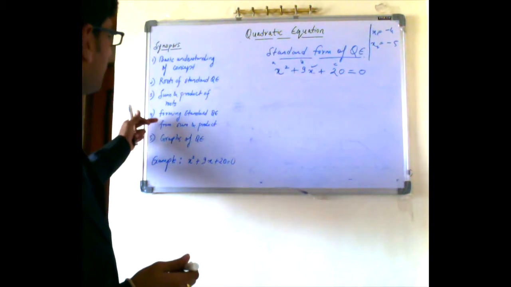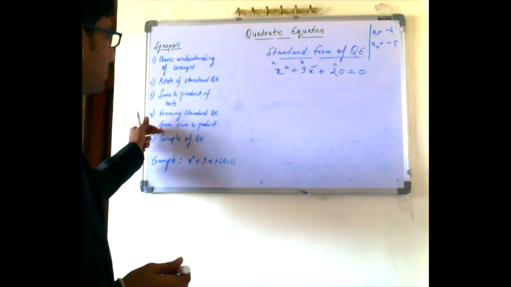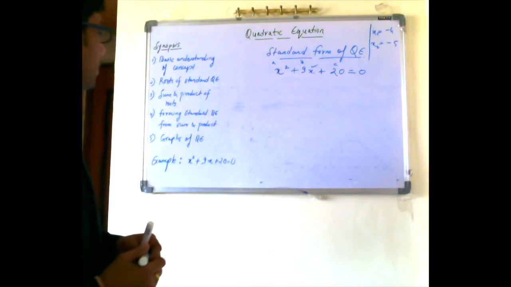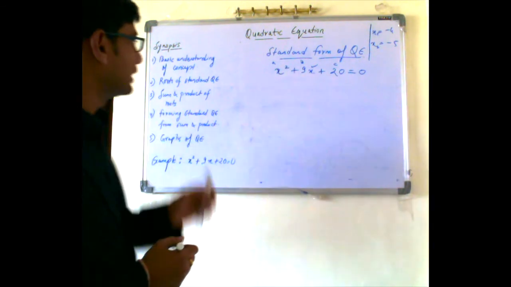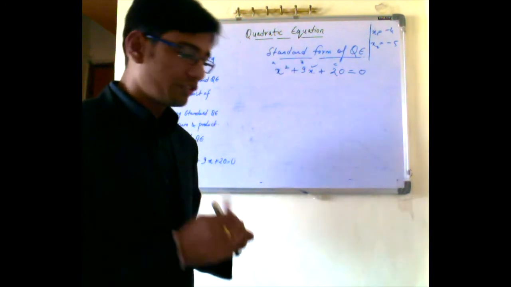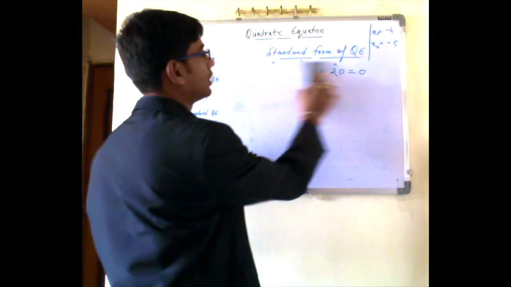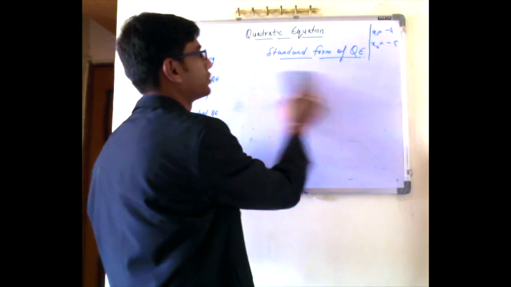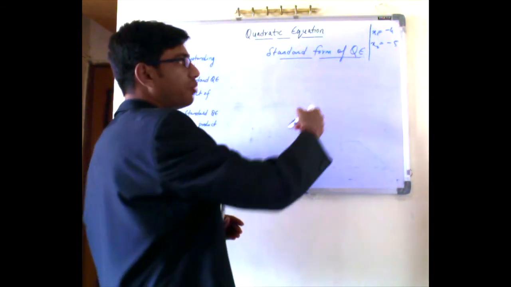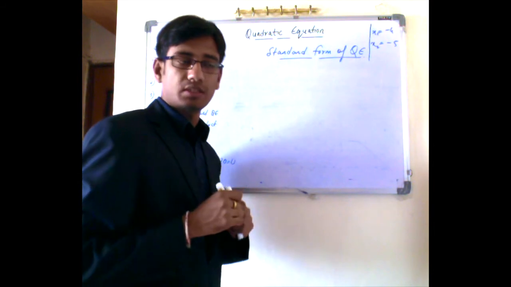Okay. Formula for the standard quadratic equation from sum and product. So this I think we have missed out. We'll now understand the formula first. I'll explain how the standard quadratic equation can be built by the sum and the product of roots. So we will come back from here to building up this equation again.